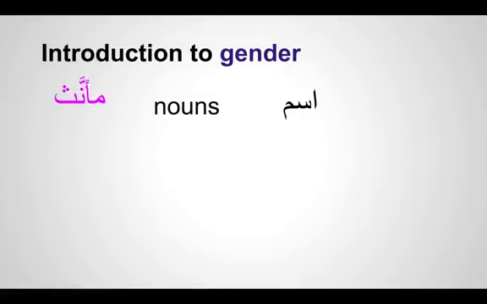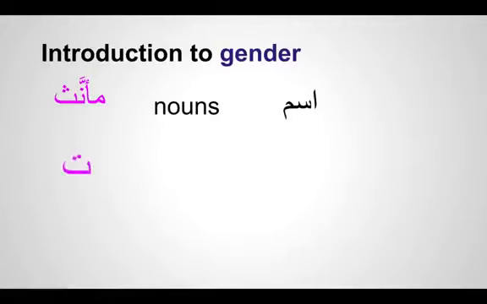So what do we do? To make it feminine, or mu'annath, we add a letter which looks like this. This is called a ta. We're going to learn in detail about this. We've learned in the Arabic alphabet that we've seen this ta. This ta is called an open ta, and this is called a closed ta. We will see what they are called in Arabic.